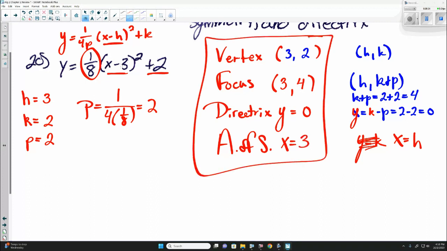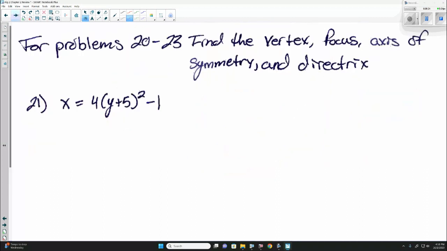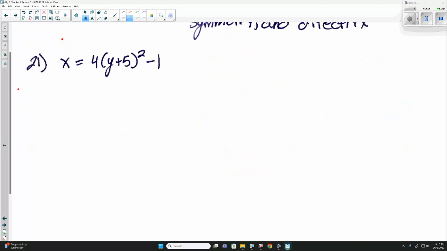Now again, that's another reason I would say make sure to look back and continue to reference the general forms, because it is easy to get these mixed up. Incidentally, I did plug in the right values for k and p instead of h and p, but we do get a directrix of y equals 0, and the axis of symmetry should be x equals 3. So do pay attention to make sure you put it in the correct form.